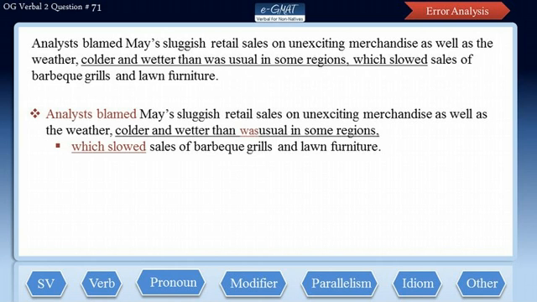Now the verb was in this sentence has no subject, so we have a subject-verb must exist error here. If was is removed, then this error will be rectified.